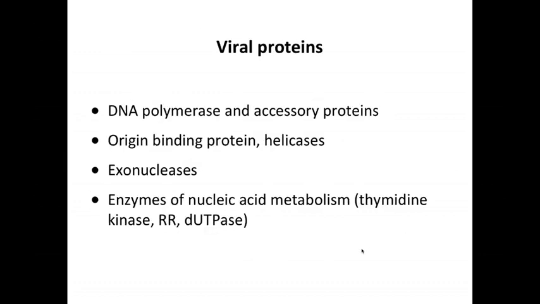And some examples of viral proteins that are encoded in viral genomes that participate in DNA replication: the DNA polymerase, of course, accessory proteins that are needed, origin binding proteins, we'll talk about what they are in a moment, helicases to unwind double-stranded DNA. When you want to replicate a double-stranded DNA, you have to unwind it to get the two strands separated. That enzyme that does that is called a helicase. There are exonucleases that chew away the ends of DNA for various purposes, and then all sorts of enzymes of nucleic acid metabolism that are involved in synthesis, for example, of the triphosphate precursors.